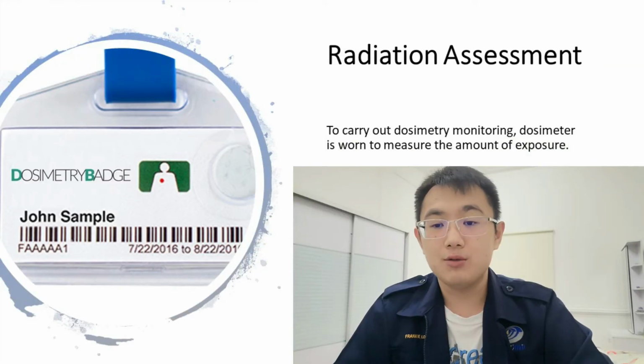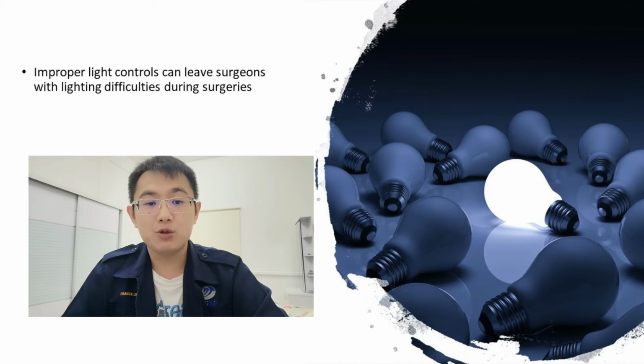Dosimetry is used to assess radiation. To carry out dosimetry monitoring, a dosimeter is worn to measure the amount of exposure. Furthermore, improper light control can leave surgeons with lighting difficulties during surgeries. Nurses will be exhausted and stressed in dim conditions.